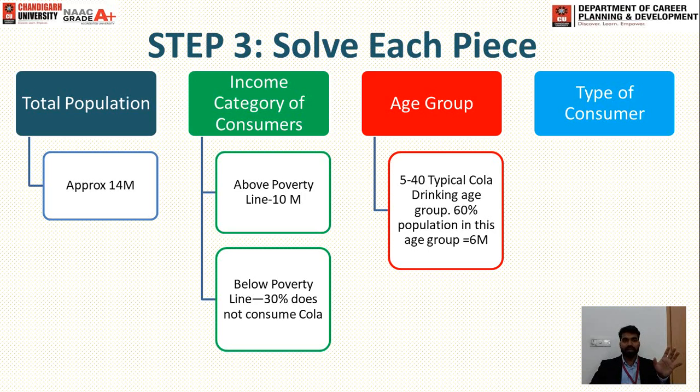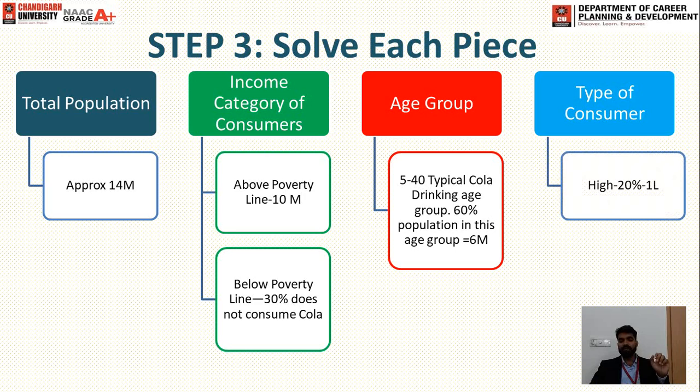We have our median age in India like 27. So we can say that the age group of 5 to 40 is a typical cola drinking age group. So somehow we are assuming it to be 60%, considering the fact that in India we have a median age of like 27 to 30. So we have 6 million people in this particular age group. Then we have type of consumers.